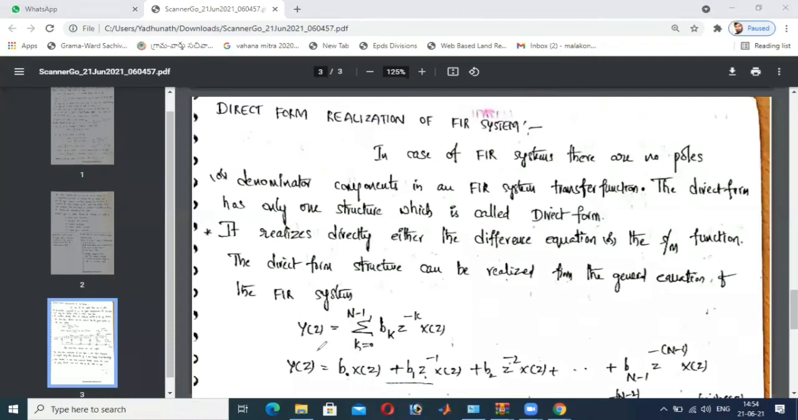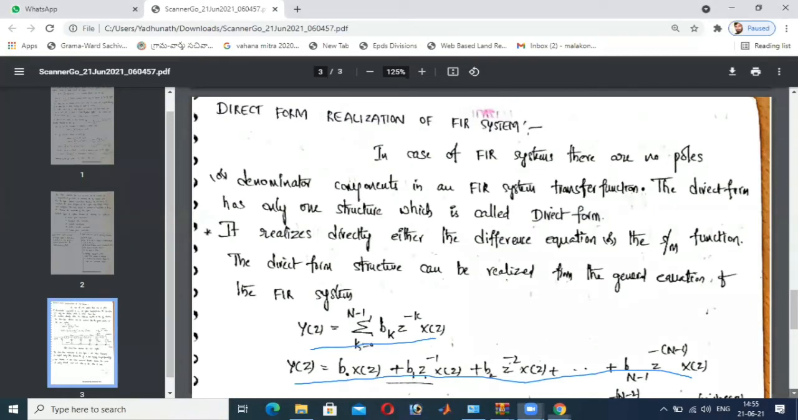So this is a generalized equation for the FIR system, that is, Y of z is equal to the sum over k from 0 to N minus 1 of b_k into z power minus k into X of z. From this equation, I can substitute k values from 0 to N minus 1 and get the equation like this: Y of z is equal to b0 into X of z plus b1 into z power minus 1 into X of z, b2 up to b(N minus 1) into z power minus (N minus 1) into X of z. So this is the equation after expanding the above equation.